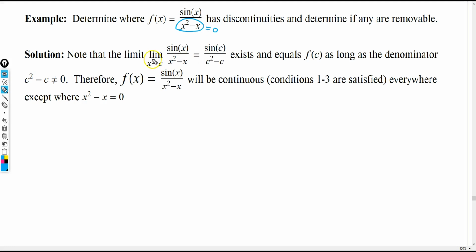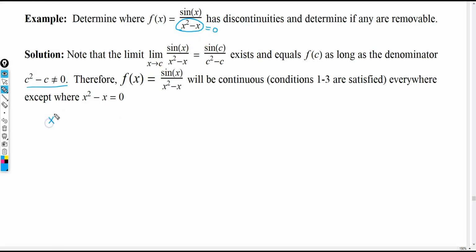So just note that the limit as x approaches c of sine x over x squared minus x will equal sine of c over c squared minus c, and this quantity will exist as long as the denominator here does not equal 0, in which case the function will be continuous. So the only place we need to worry about the discontinuities occurring are where the denominator is equal to 0. So let's find those discontinuities and see if any are removable.